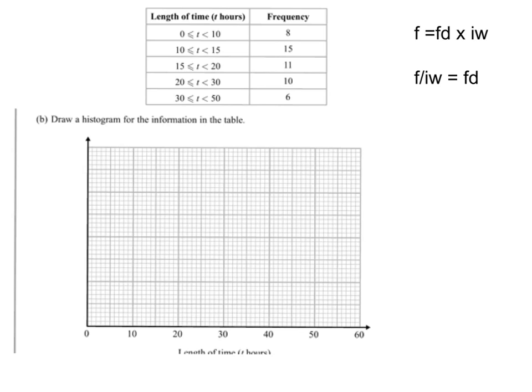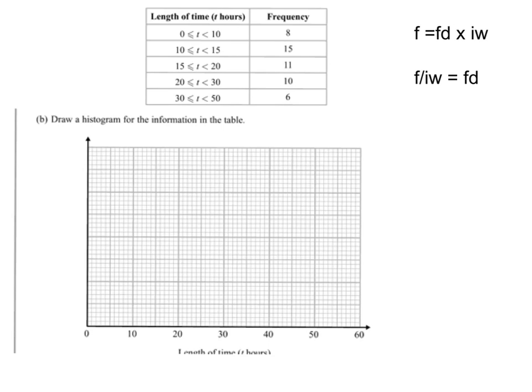So part B, the histogram part of the question. So we've got to draw a histogram from this table. I'll remind you that when we do histograms, we need to remember that our frequency equals frequency density times interval width. So we can rearrange that. If we need to find frequency density, we need to take each frequency and divide it by its interval width.